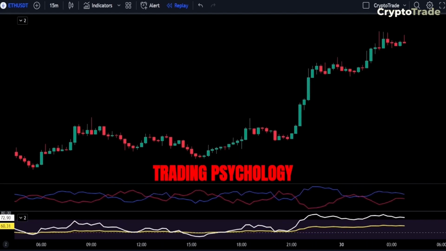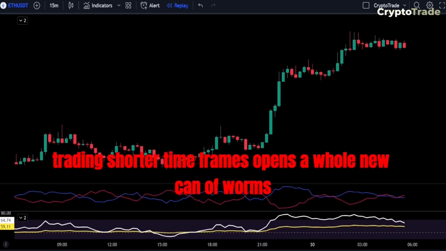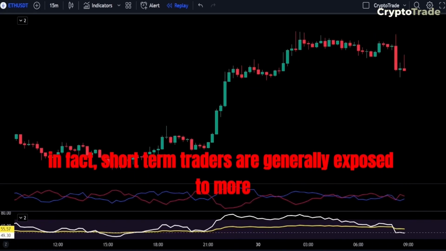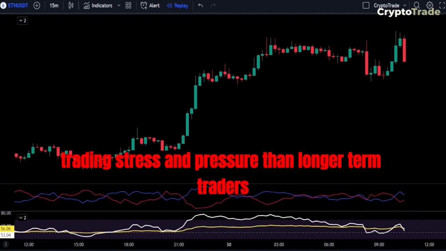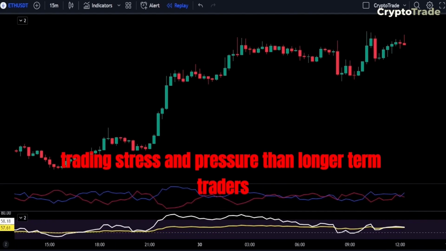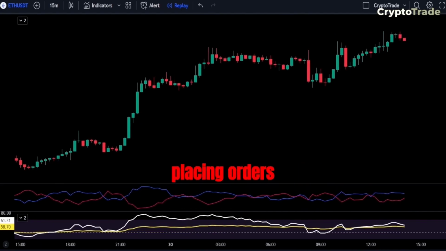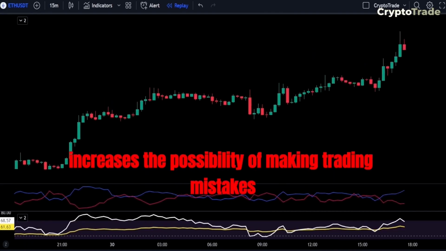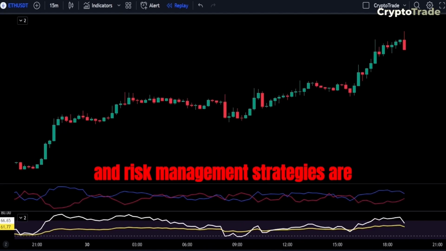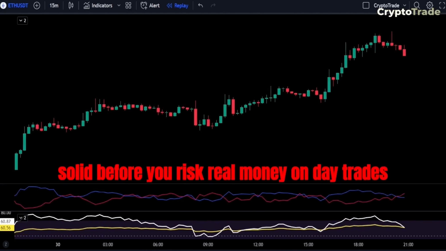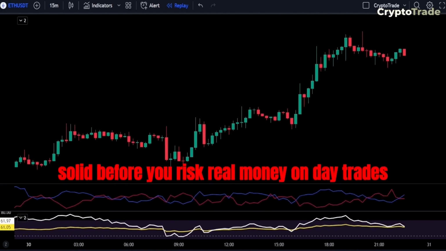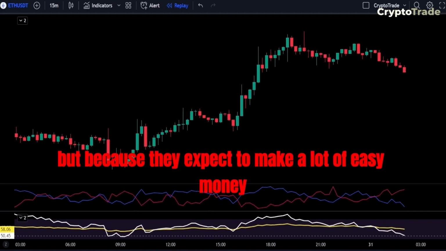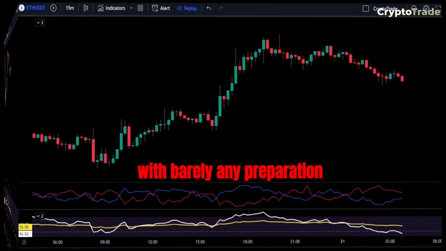Trading psychology. Trading shorter time frames opens a whole new can of worms in terms of trading psychology challenges. In fact, short-term traders are generally exposed to more trading stress and pressure than longer-term traders. The pressure of quickly pricing in information, placing orders, and trading larger positions increases the possibility of making trading mistakes. Make sure your trading discipline and risk management strategies are solid before you risk real money on day trades. Most traders fail not because they lack money or education, but because they expect to make a lot of easy money with barely any preparation.